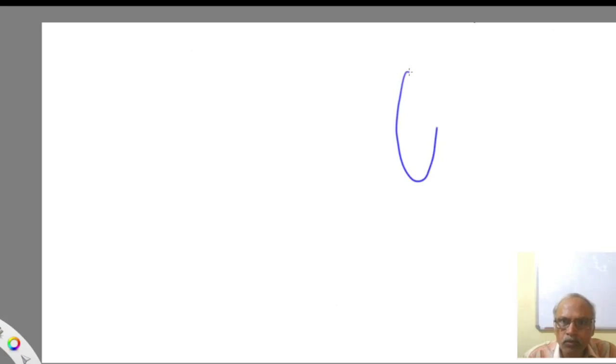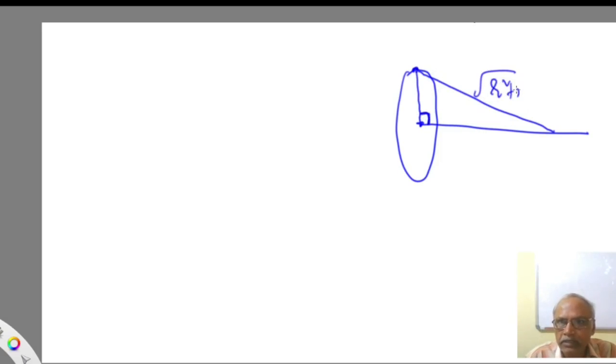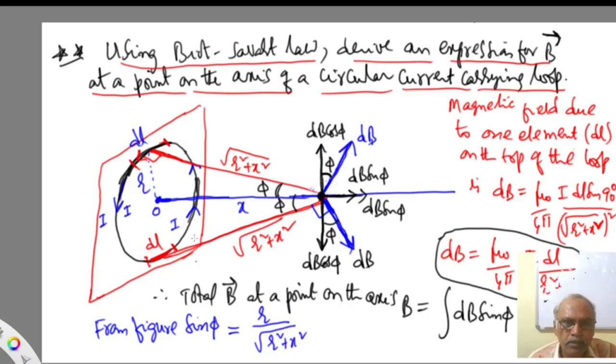This is the circular loop, and this is the axis, and here we took an element. From here we join here, and this is the radius. Now this is 90 degrees here, and this is root of r square plus x square. This is phi. So sin phi is equal to r by root of r square plus x square. You take this as equation 3.